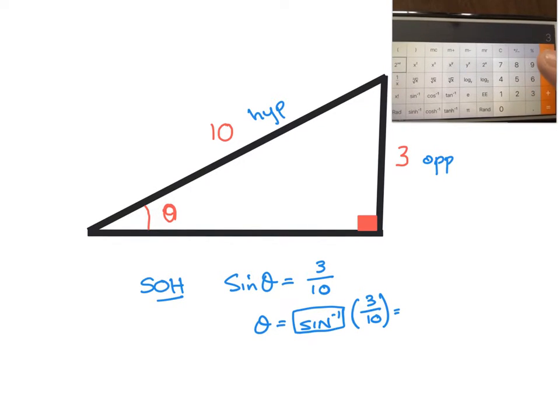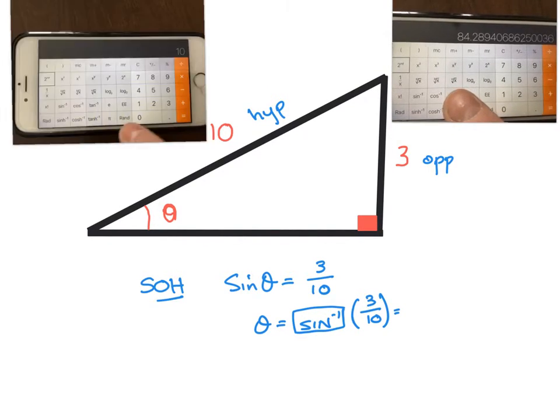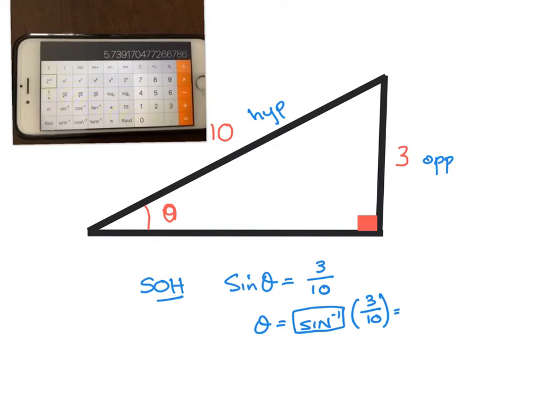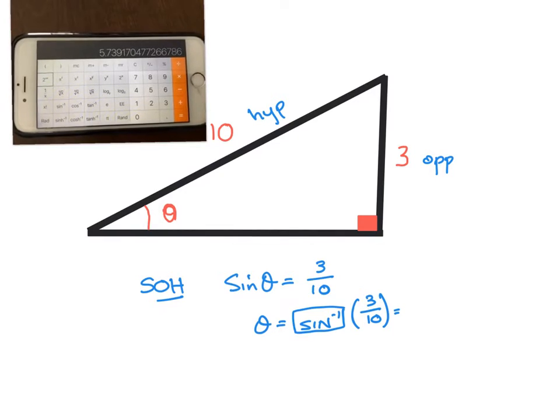So 3 divided by 10, and then sine -1, and you get the answer 5.74 degrees.